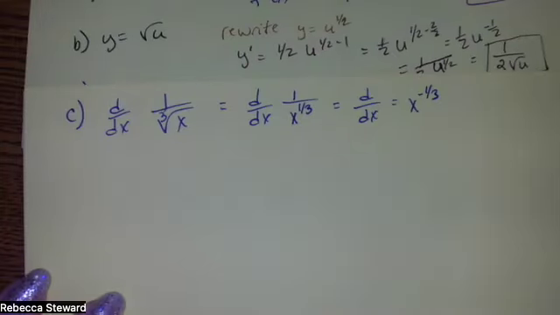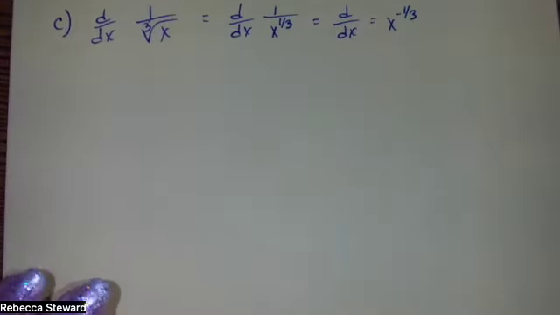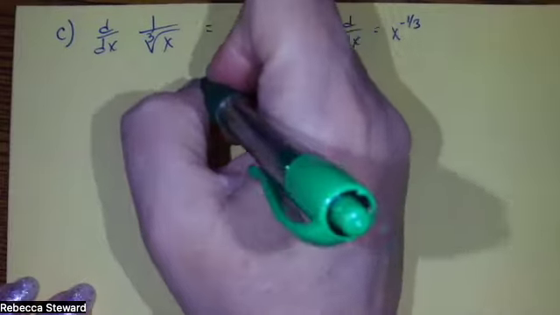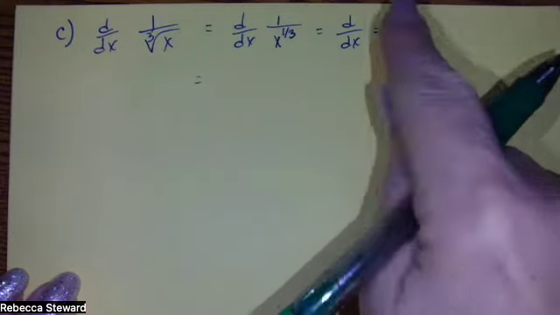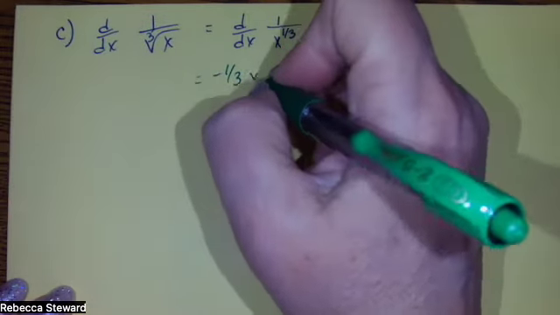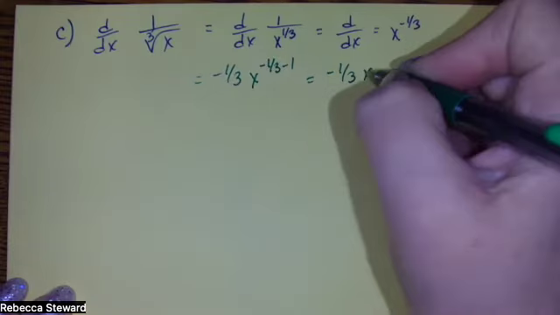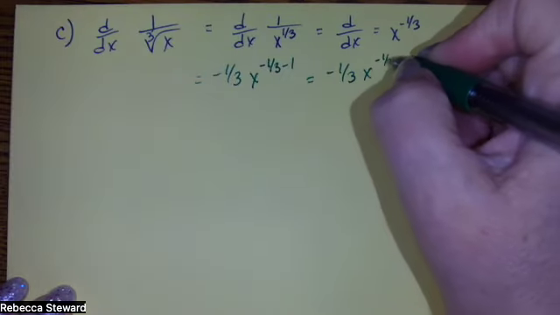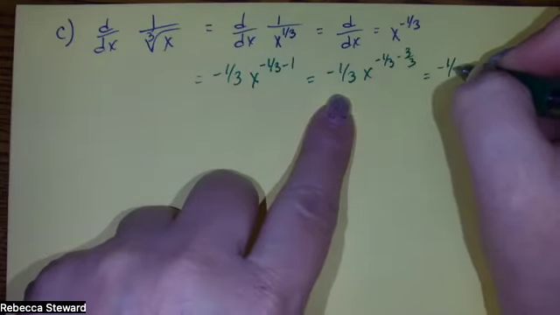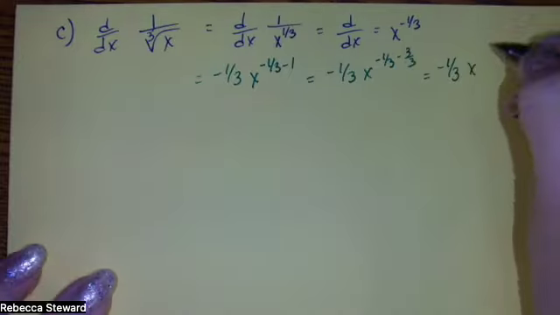So we need it to become exactly what we're looking for. So you're just going to rewrite. All right, so this is going to equal negative 1/3 x to the negative 1/3 minus 1, which will be negative 1/3 x to the negative 1/3 minus 3/3, which will get us negative 1/3 x. Negative 1 minus 3 will get us negative 4/3.